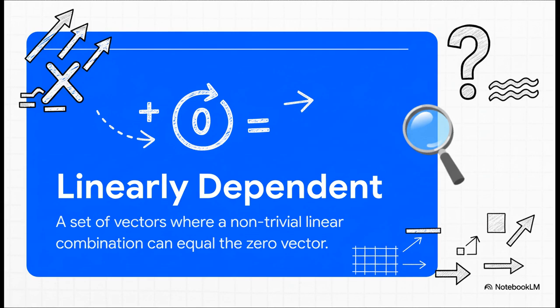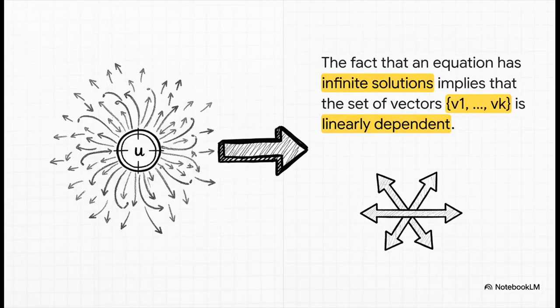It just means there's some inefficiency in the set. At least one of the vectors isn't really pulling its own weight, because you could already make it by combining some of the others. It's redundant. Okay, let's go back to our first clue. Why are infinite solutions such a massive giveaway? Well, think about it. If all our vectors were perfectly independent, there would be only one unique recipe to create our vector u. The fact that there are endless ways to make it tells you there's overlap. There's that redundancy we were talking about in our set of vectors. And that is the very definition of linearly dependent.